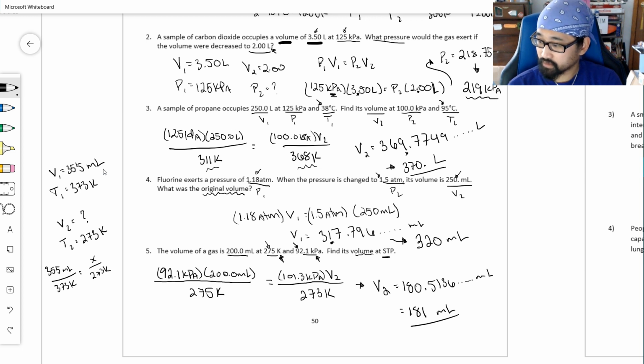And by doing that math, you would end up with the answer. That's going to be the new volume. That should be the new volume of the inside of your can.